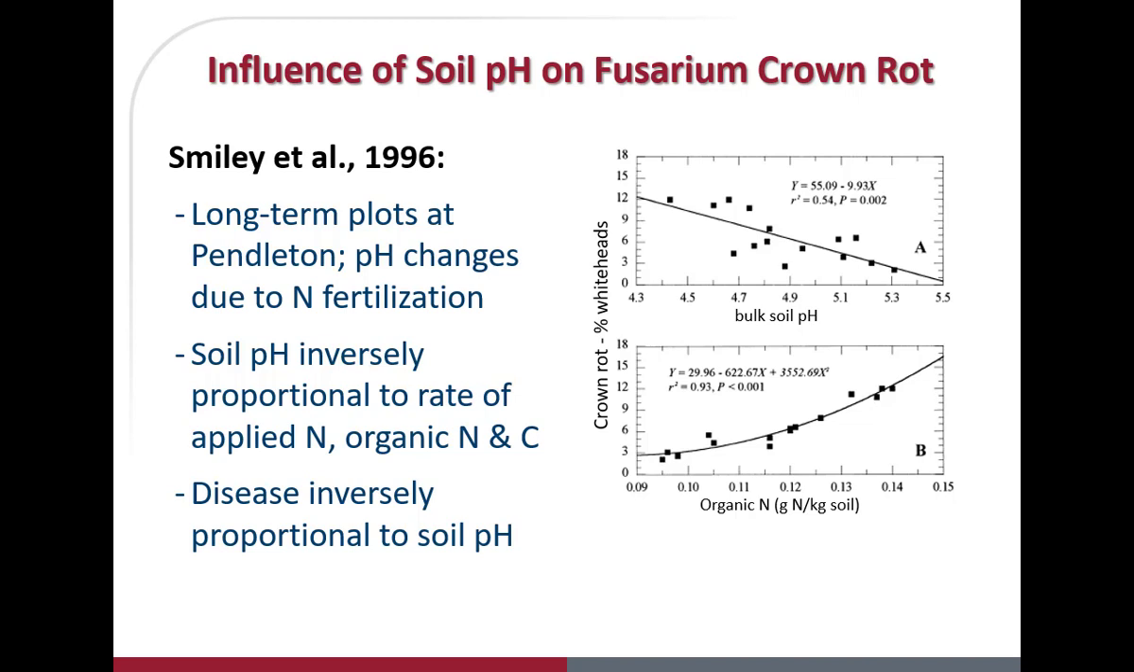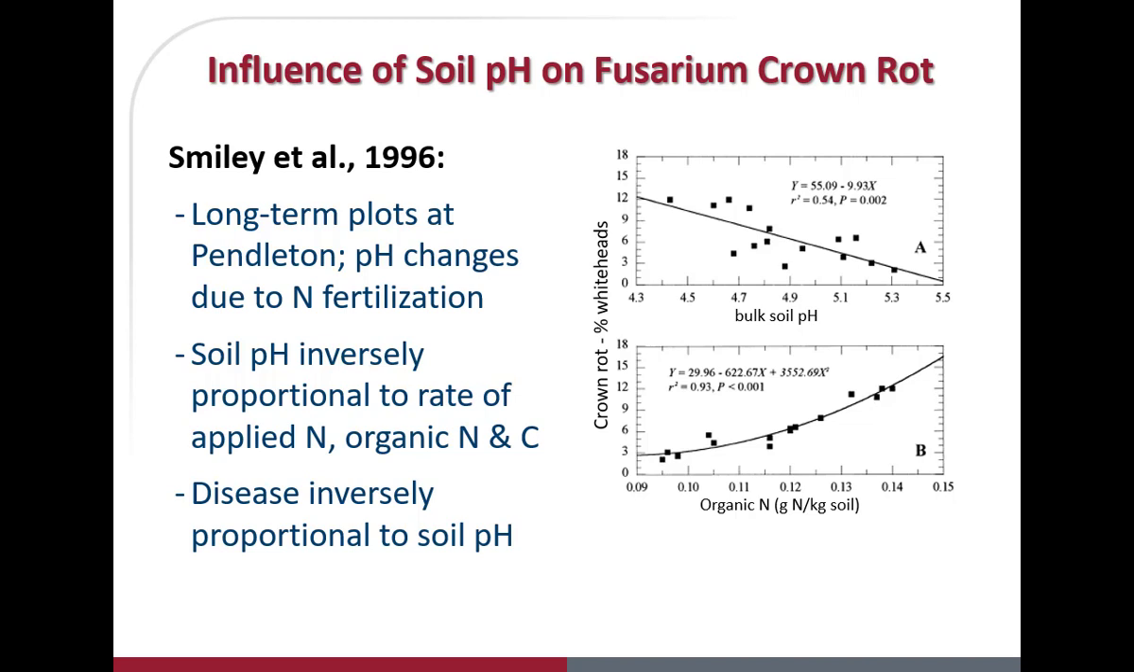Dick Smiley at Pendleton with Oregon State did some study in their long-term plots, and he published this work back in 1996. Basically, they looked at pH changes due to nitrogen fertilization and found that soil pH was inversely proportional to the rate of applied nitrogen. What that means is that more nitrogen, lower pH. And also organic nitrogen and carbon. And that disease was also inversely proportional to soil pH.